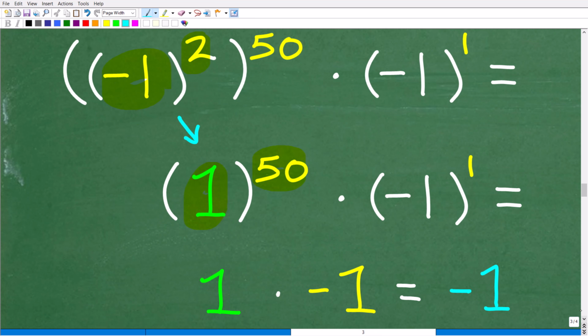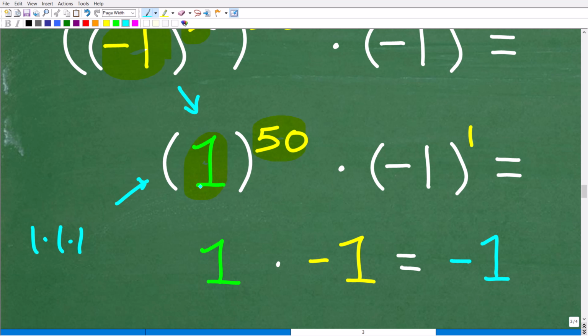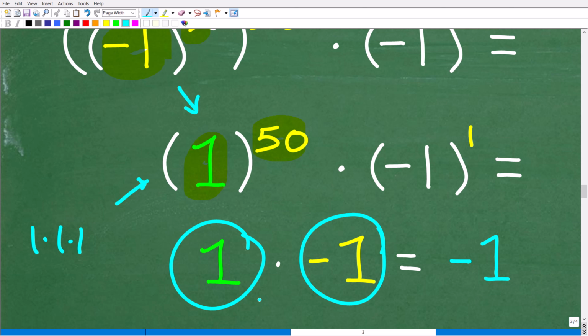Well, positive 1 to the 50th power simply means take positive 1 and multiply by itself 50 times. Positive 1 times itself, we're not going to have to worry about what the sign is. It's going to be positive, right? So positive 1 to the 50th is for sure positive 1, and then -1 to the first power is just itself, so that's -1, so a positive times a negative is -1. Okay, so that is another technique you could have used.